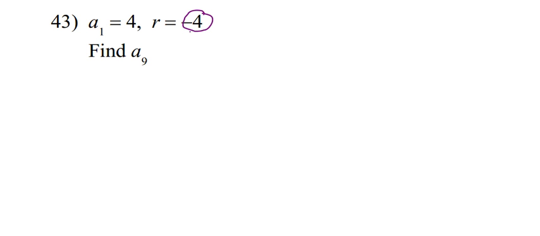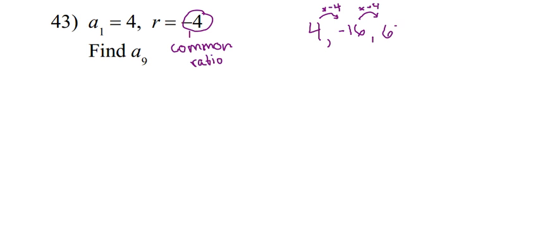So this is a common ratio. A common ratio is something that you multiply by over and over again. For our purposes, if we want to go from 4 to the next term, we have to multiply by -4. It gets us -16. Then we multiply by -4 again. We get 64. Then we multiply by -4 again. We get -256. And so on. That sequence would just keep on going.